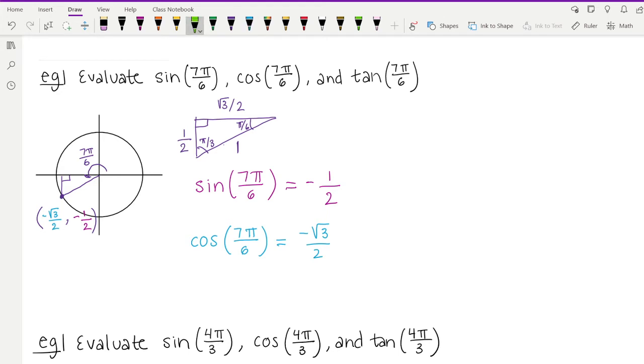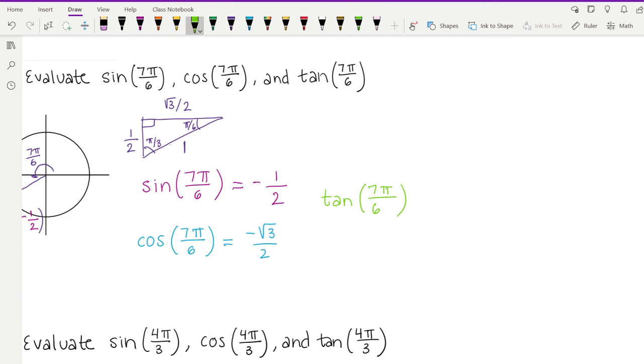And then how do we find tangent? Well, remember that tangent is going to be our y coordinate over our x coordinate, or personally, I like to just remember it as being sine over cosine. So if you know what sine is and we know what cosine is, you can just divide them. And so in this case, we have sine being negative 1/2. So we put negative 1/2 in the numerator. And then cosine we have as square root of 3 over 2.